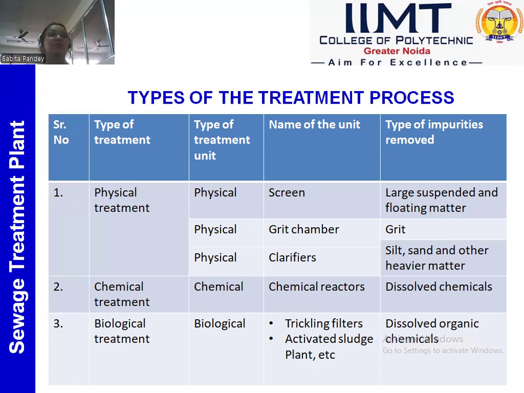And what are the types of impurities removed in that? It is dissolved organic chemicals. Now coming to the third type of treatment, that is chemical. As the name says, chemical, you must be aware that we are adding some chemical for the disinfection, like chlorination we do. So we have chemical reactors in it for the removal of dissolved chemicals.